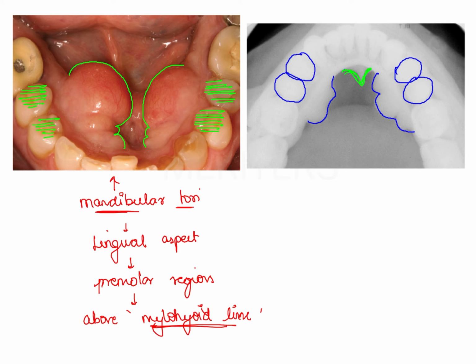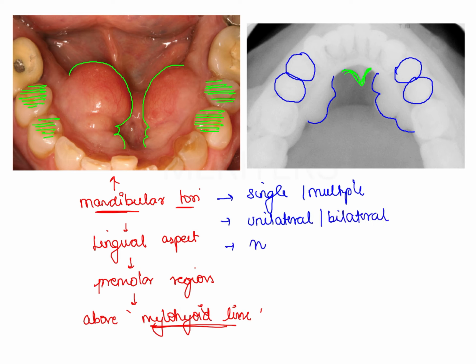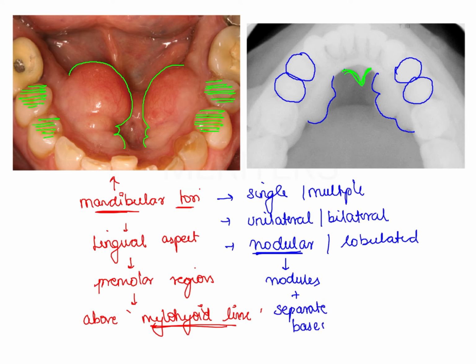Now we should know the different types of mandibular torus. It can be single or multiple masses, and it can be unilateral or bilateral, but predominantly it is found bilateral, and it can appear nodular or lobulated. The term nodular simply denotes a single nodule, and multinodular means the presence of multiple nodules with separate bases, or individual nodules each having its own base.